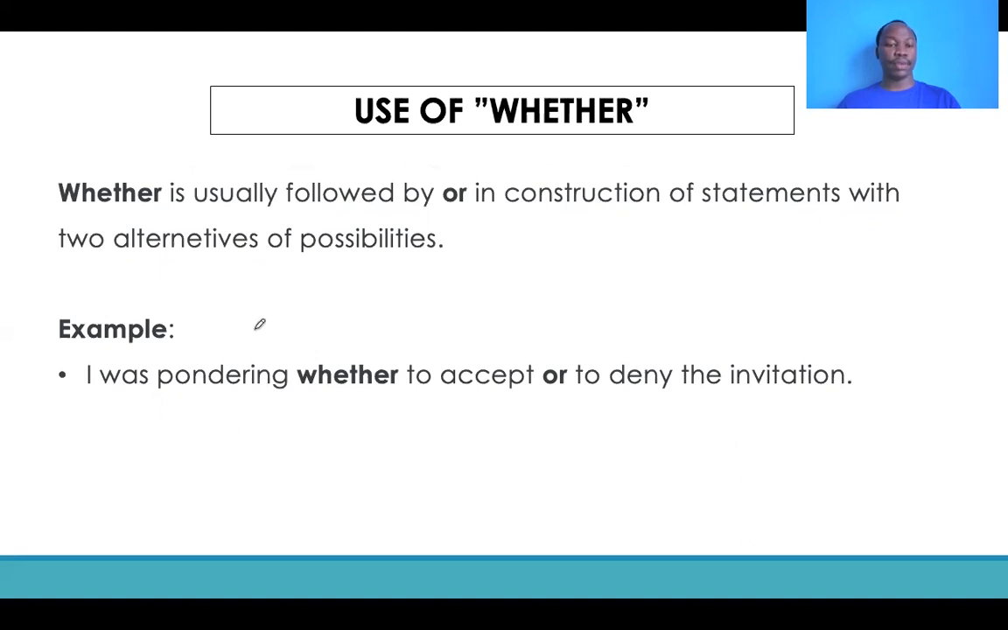Then whether is usually followed by or in construction of statements with two alternatives or possibilities. So for example, I was pondering whether to accept or to deny the invitation. So the two alternatives or possibilities here are to accept or to deny. So whether is used with or to construct this sentence that shows two possibilities that are available to our subject, and so the two possibilities to accept or to deny, the object being the invitation. All right, I hope that's clear.